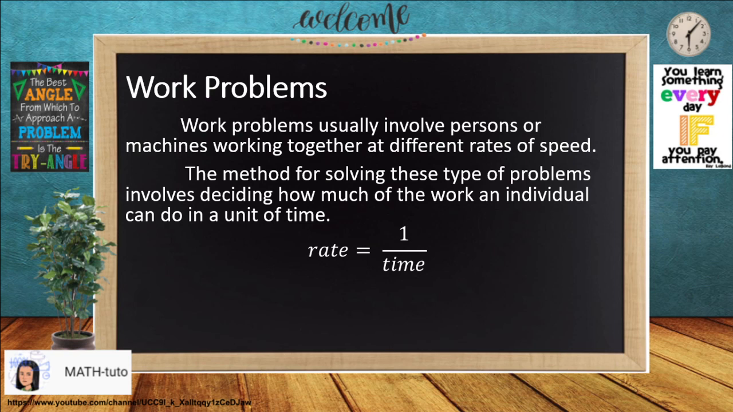Now, the rate is 1 over time, where 1 means one whole work that is done by that individual. So that's why the rate will be 1, which denotes one work, all over the time that it takes for the person or the machine to finish doing that job or the task. So, ito yung gagamitin natin in solving work problems.